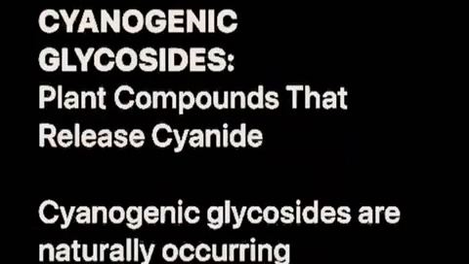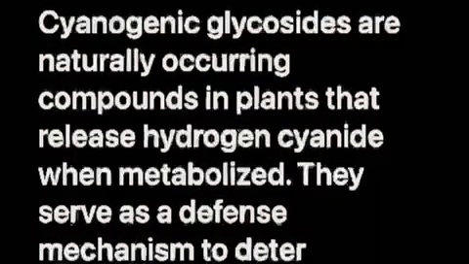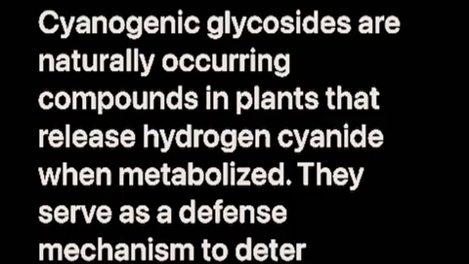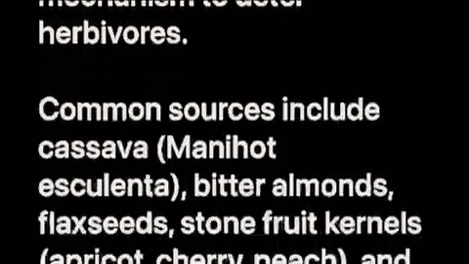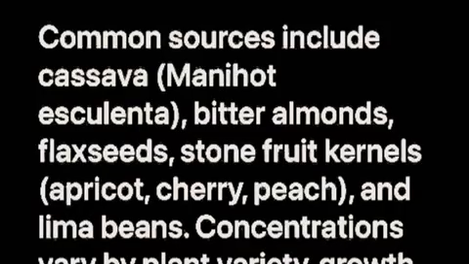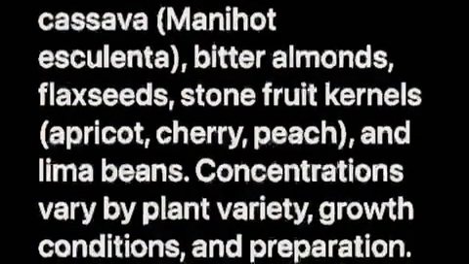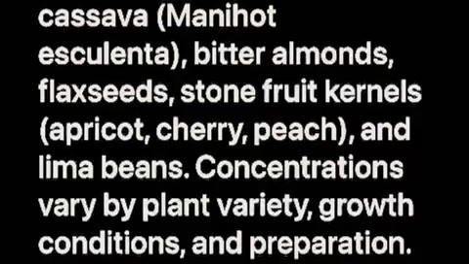Cyanogenic glycosides, plant compounds that release cyanide. Cyanogenic glycosides are naturally occurring compounds in plants that release hydrogen cyanide when metabolized. They serve as a defense mechanism to deter herbivores. Common sources include cassava, Manihot esculenta, bitter almonds, flax seeds, stone fruit kernels, apricot, cherry, peach, and lima beans. Concentrations vary by plant variety, growth conditions, and preparation.